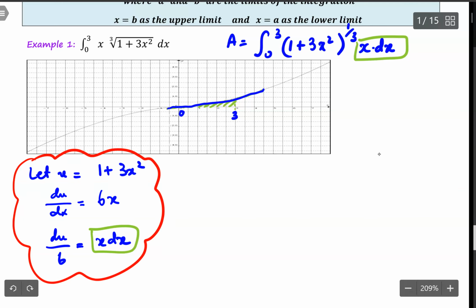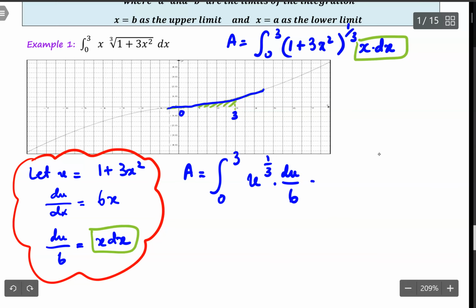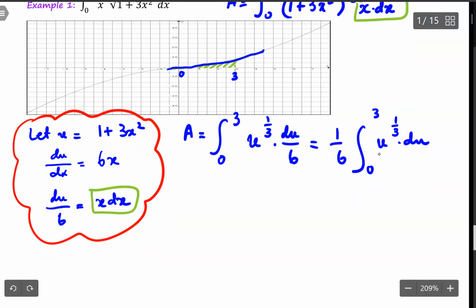Now what I will do next is the area will equal the integral from 0 to 3, and I will write it as u raised to the exponent 1/3 multiplied by du divided by 6. I'm going to write the 1 over 6 across the integral side. So I have the integral from 0 to 3 of u to the 1/3 times du. I will add 1 to the exponent in this case. So 1/3 plus 1 gives me 4/3.